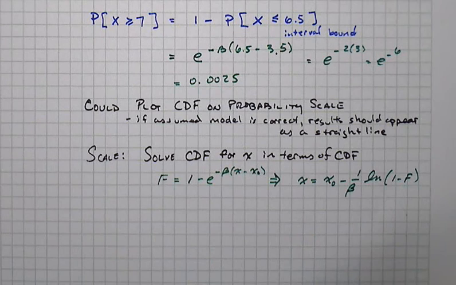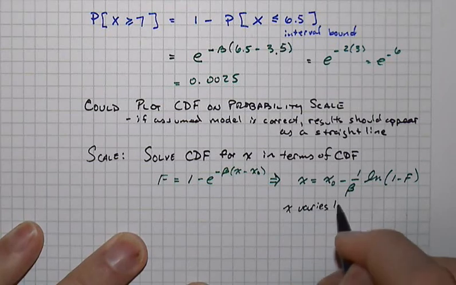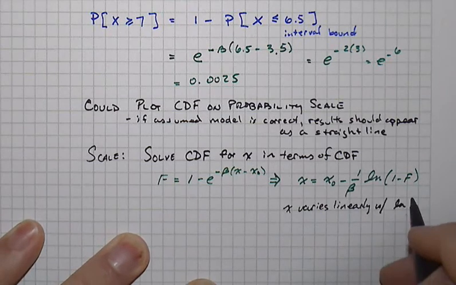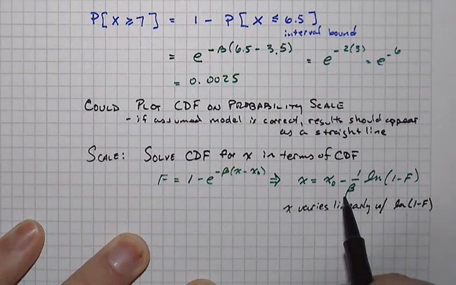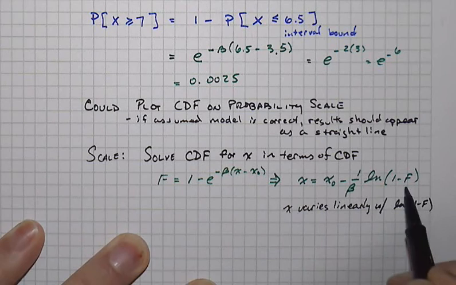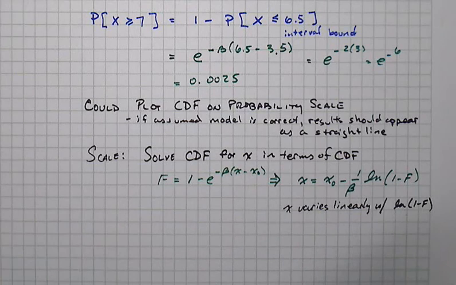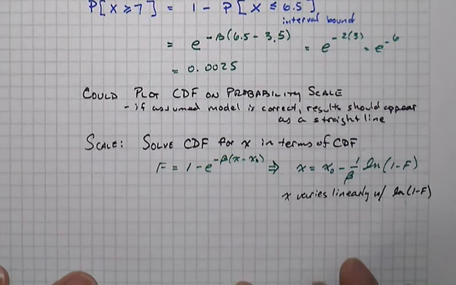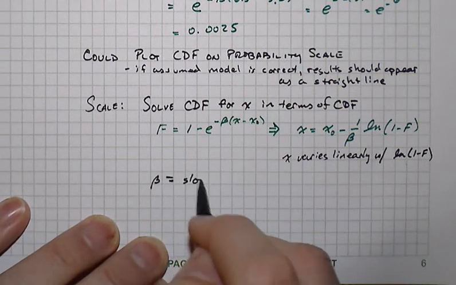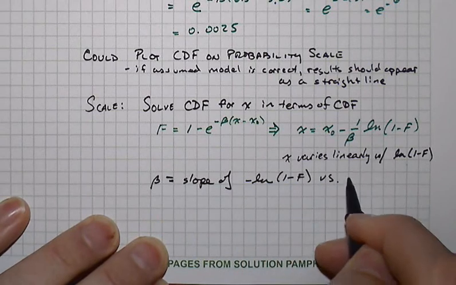Right? And notice that means that x varies linearly with the natural log of 1 minus F. Right? y equals mx plus b. There's your intercept value. Here's your independent value that you plot, and here's your other one, your dependent one. You're just flipping things around. And notice that now beta is going to be equal to the slope of minus natural log of 1 minus F versus x.